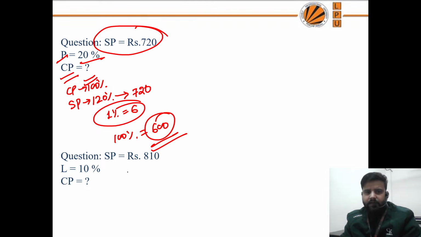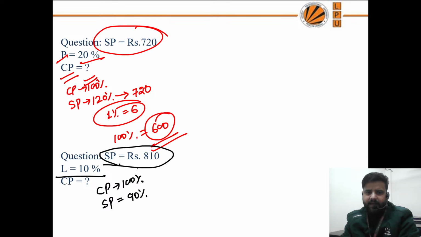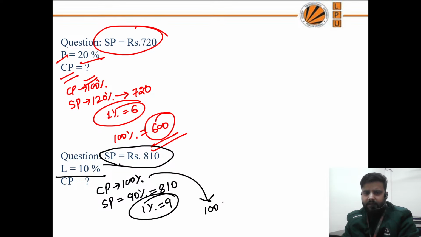Now let's come to the next one. CP is 100% again. There is a loss of 10%. So SP would be 90%. Question has given you SP. It means the 90% value is given to you as 810. So from here 1% is how much? 9. If 1% is 9, so cost price, which is 100%, that would be 9 into 100, which will give you 900 only.